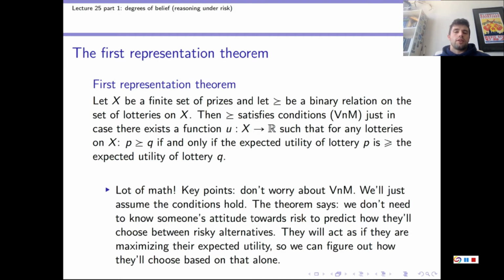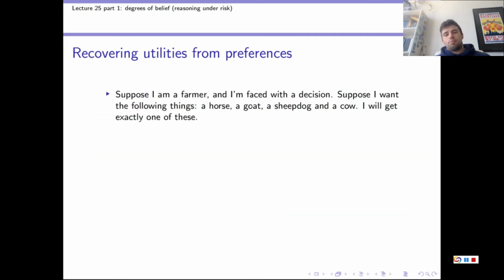First, we're going to look at objective 2, which was how we recover utilities from preferences, and it will be very useful to have a good grasp on this example. So here's the example. Let's suppose I'm a farmer and I'm faced with a decision problem. And let's suppose I want the following things. I want a horse, a goat, a sheepdog, and a cow. Now, my current decision, let's assume, is structured so that I get exactly one of these from my decision.